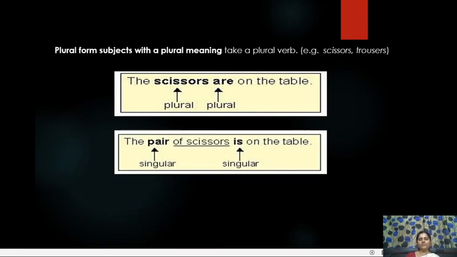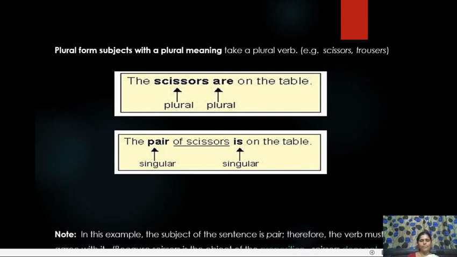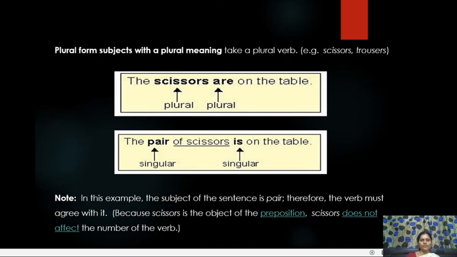The pair of scissors is on the table. The pair, when you get such an expression, that indicates a singular. The pair of scissors is on the table. In this example, the subject of the sentence is pair, therefore the verb must agree with it.